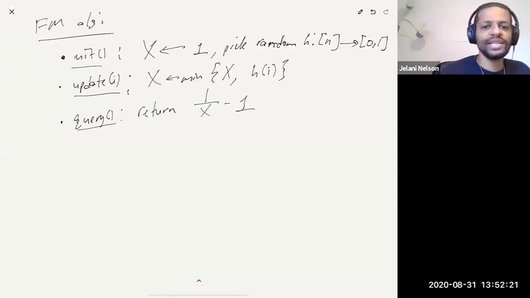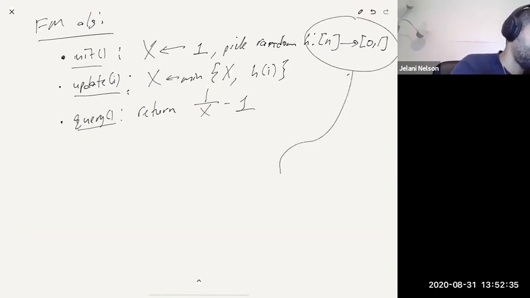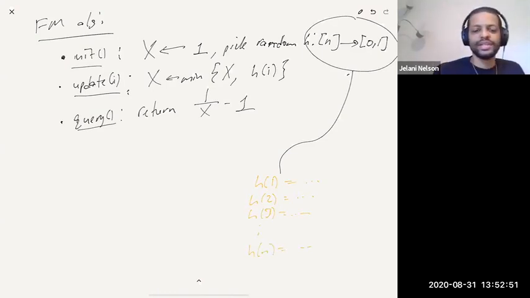Why is it idealized? It's because we're assuming access to this hash function. In reality, there are two issues here. One is, what is h? To specify h, I have to tell you that h of 1 is something, h of 2 is something, h of 3 is something, all the way down to h of n is something. These are all random numbers, so I need to store them. There's no simple way to describe h. It's totally random. So I need to store n random numbers.